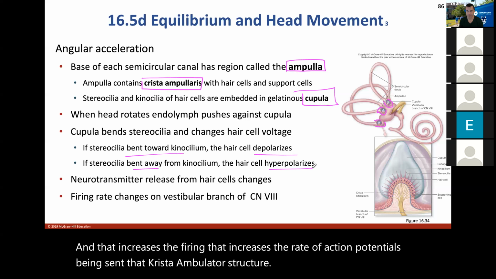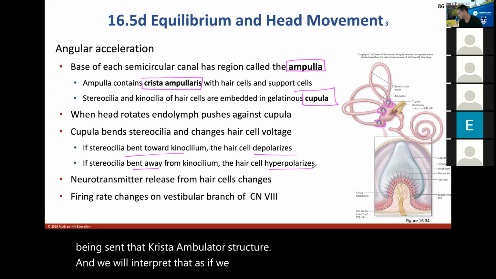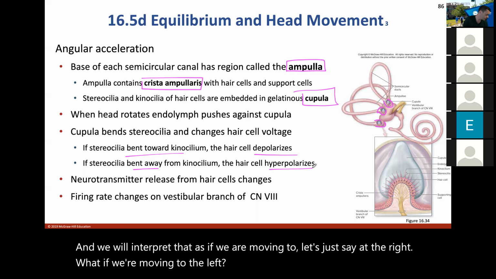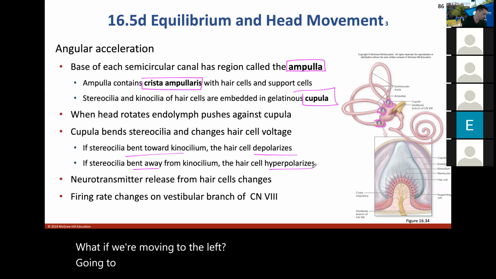And we will interpret that as if we are moving to, let's just say, the right. Well, what if we're moving to the left? It's going to hyperpolarize them. Okay? And you'll interpret that as going to the left.